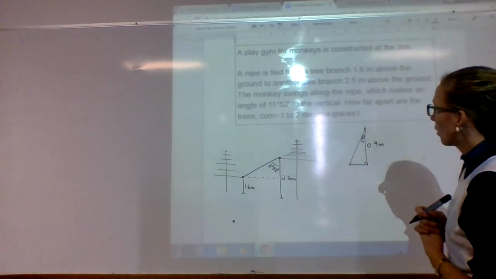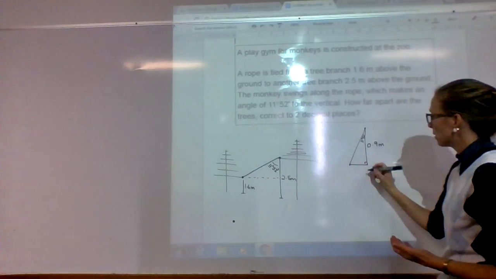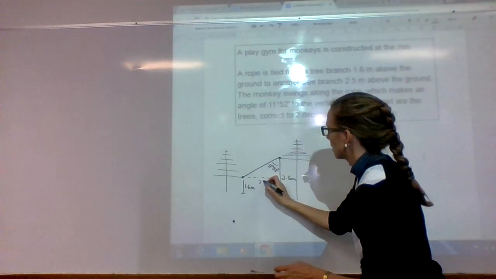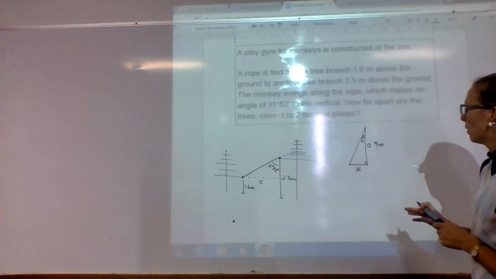So the question then asks me, how far apart are the trees? So it wants me to find this distance. It's a bit easier to see it on this diagram, so I might stick with this.